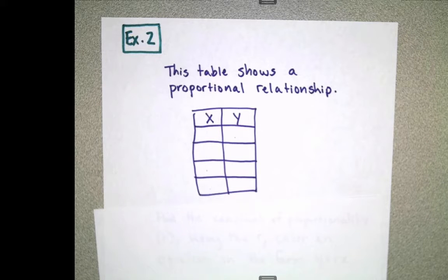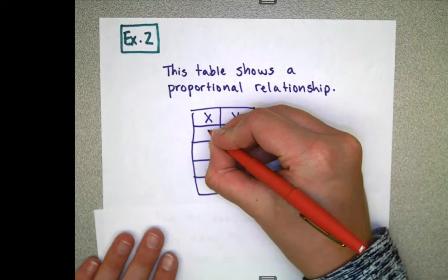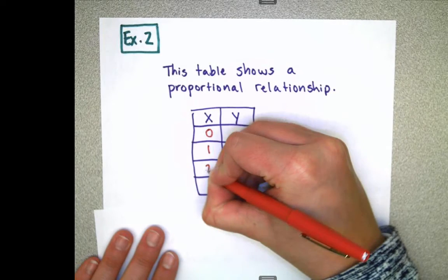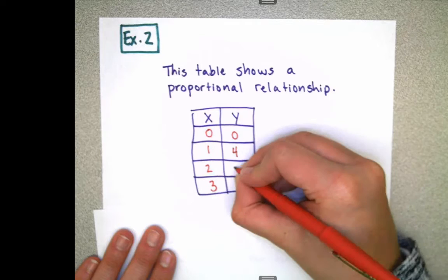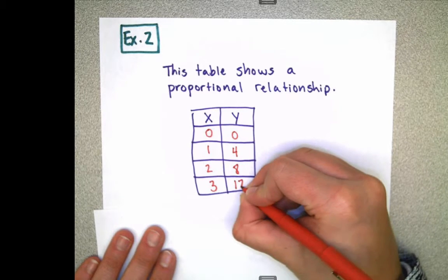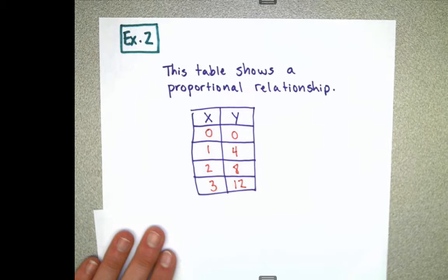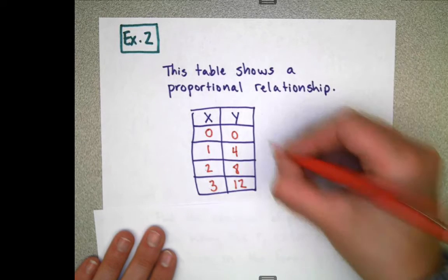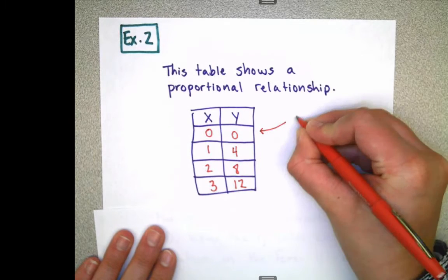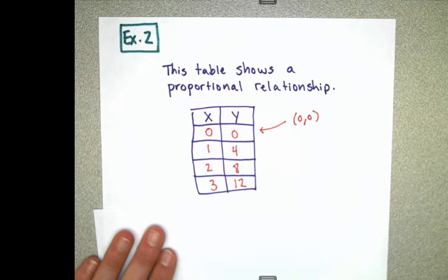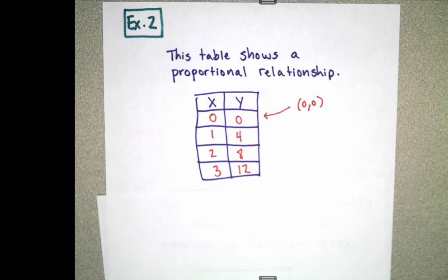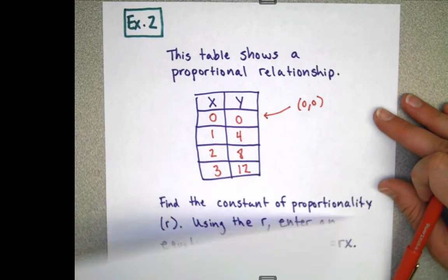And in this table, here are my numbers this time. My x's are going to go 0, 1, 2, 3. And my y's are going to go 0, 4, 8, and 12. So I know that this is correct, that it's a proportion, because I can see that it passes through 0, 0. So that is a good sign right there. But that's not my question today. Since I already know it's a proportion, my question is one of these again.